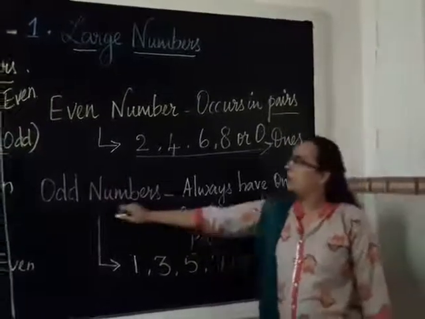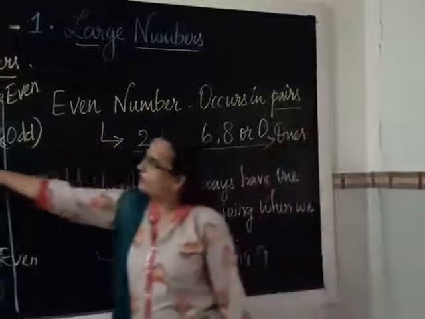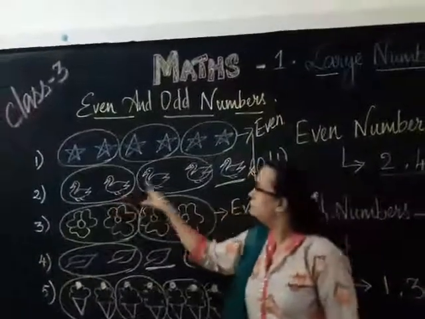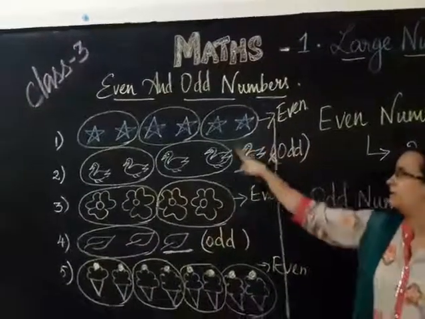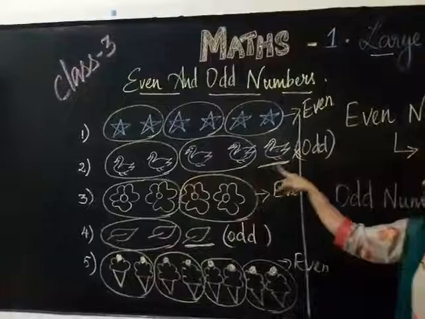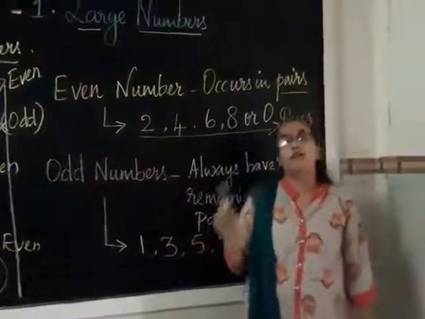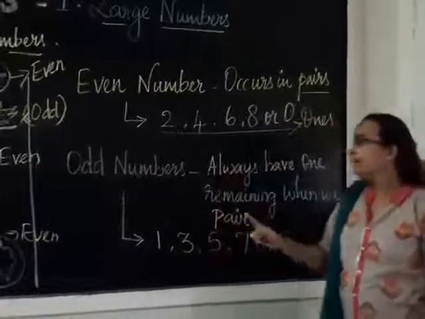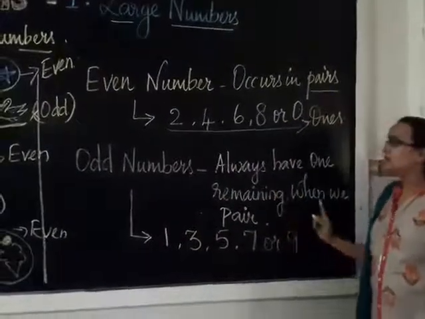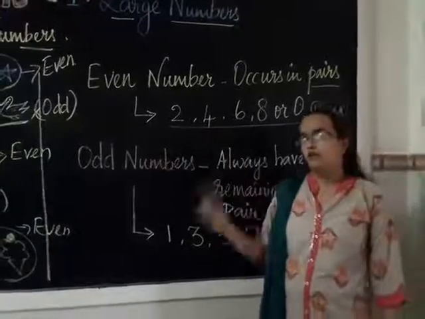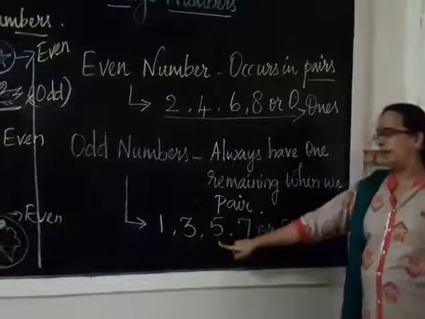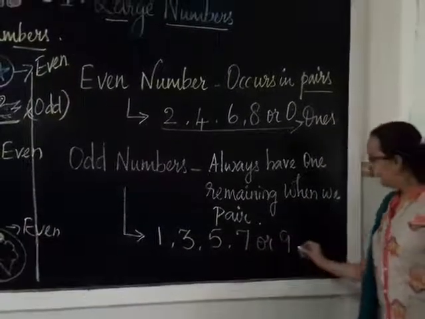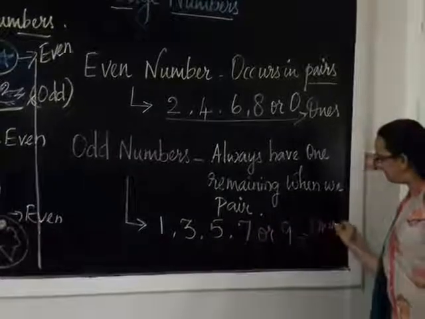Okay, children. Now odd numbers. So when we are writing, see, 1, 2, 3, 4, 5. So 5 is an odd number. Why are we telling 5 is an odd number? Because when we pair the objects, one is left over. So when one is always remaining, it is called an odd number. So odd numbers always end with 1, 3, 5, 7 or 9 in the ones place.